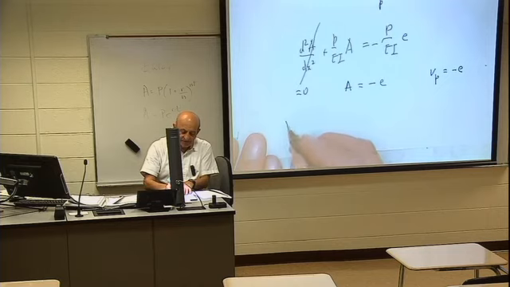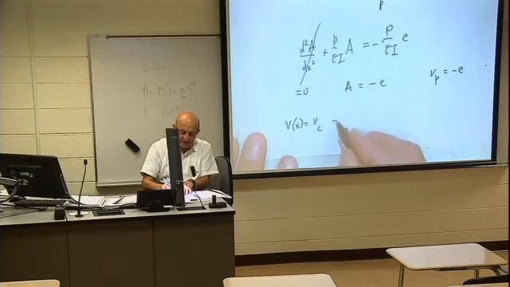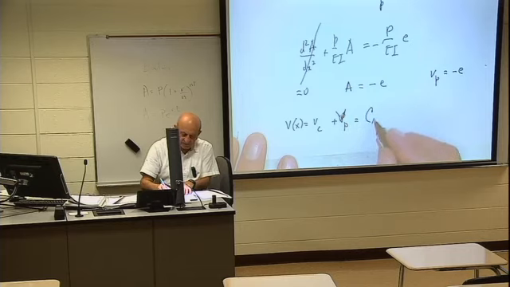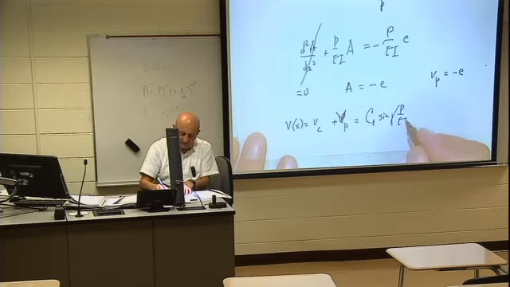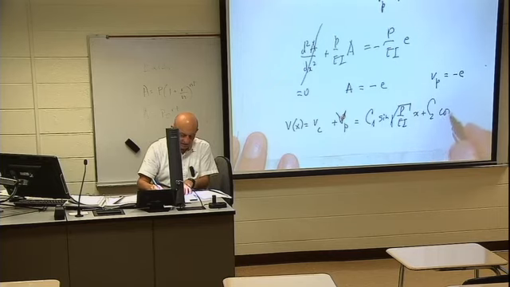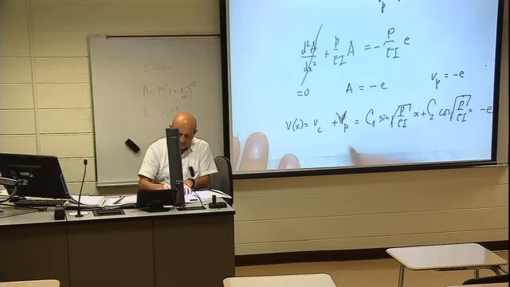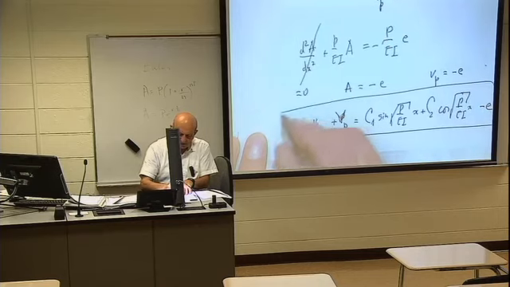So then v of x equals v complementary plus v particular and equals c1 sine p over EI x plus c2 cosine p over EI x minus e. We will continue next time.